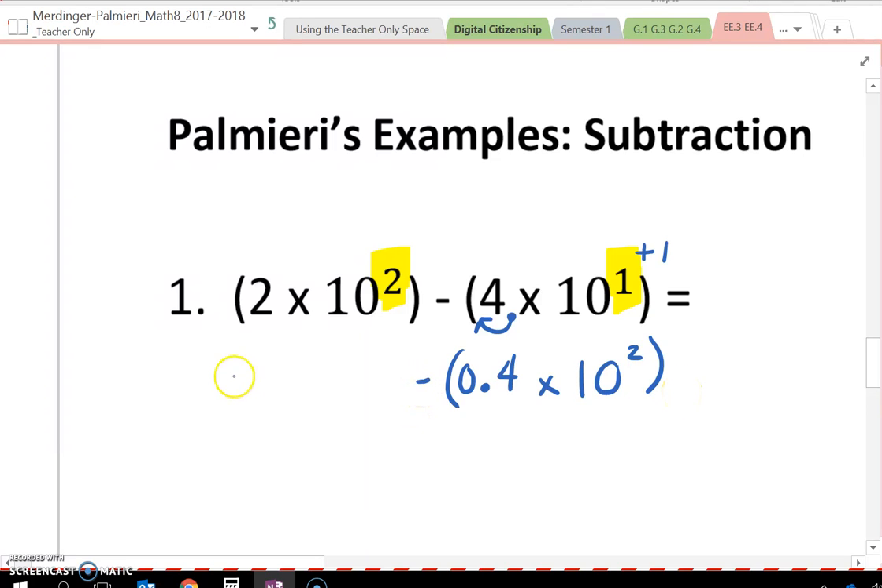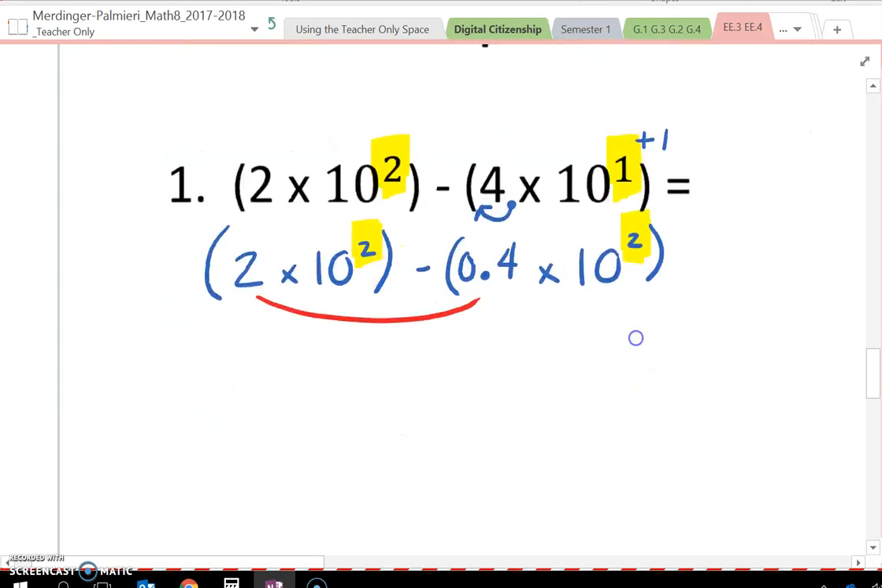I'm going to rewrite my first scientific notation. And now we go back to our original question. Are my exponents the same? And because they are, we're just going to subtract our first factor. Hopefully you are using calculators. 2 minus 0.4 is 1.6. This is times 10 to the second power because we still want to make sure we keep our exponents common. And because it is common, you are finished.